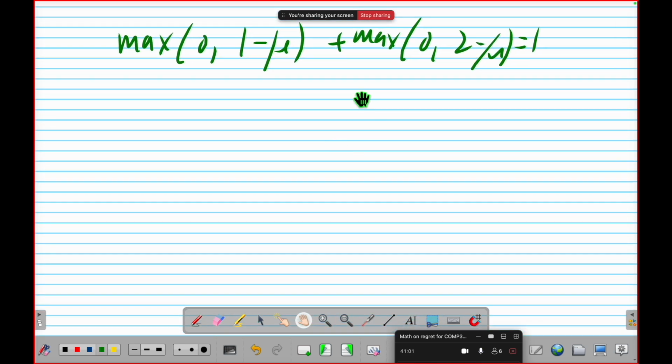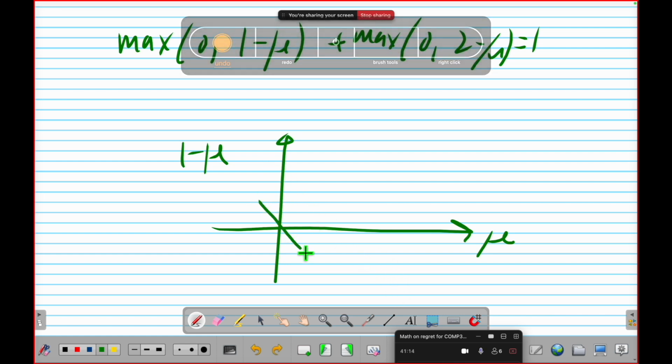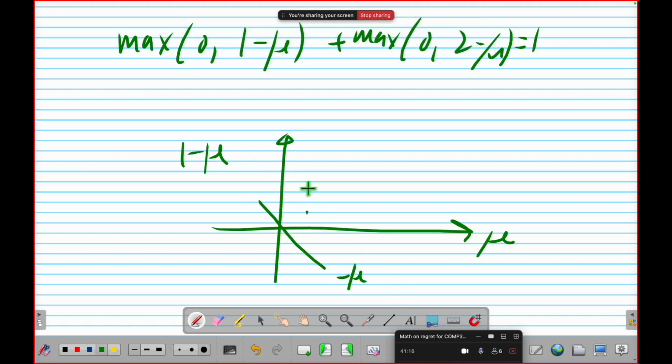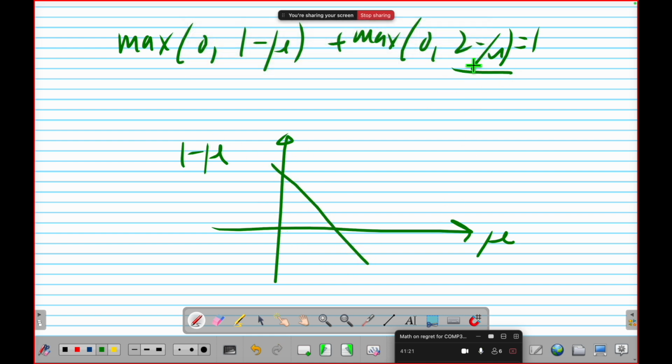What the heck is this? Let's look at it one by one. What the heck is the 1 minus mu thing? So now I have a mu axis, and then this is the y value. What is 1 minus mu? This, right? First of all, everybody knows this is negative mu, right? And then 1 minus mu means move 1 unit upward. So you have this. This is 1 minus mu. Then what about this? This is 2 minus mu. So probably something like this, right?